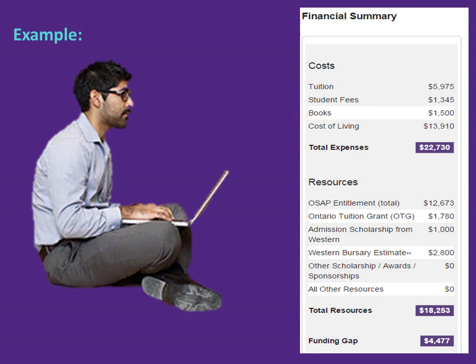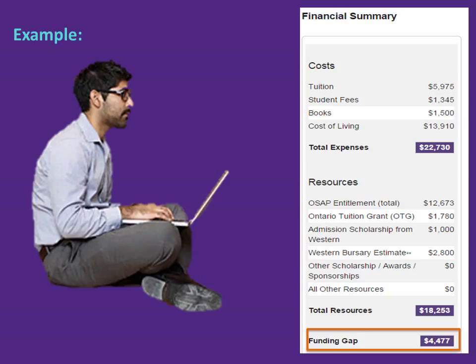To see how all of this information comes together in the Financial Resource Workbook, let's take a look at an example student and their financial summary. John is a student entering the Faculty of Social Science. John's tuition is $5,975. His student fees are approximately $1,345, and his net family income was $58,000 last year. John lives in residence while studying and has 2 siblings living with his parents. John received the following financial support.